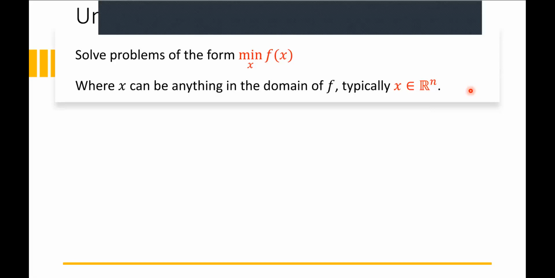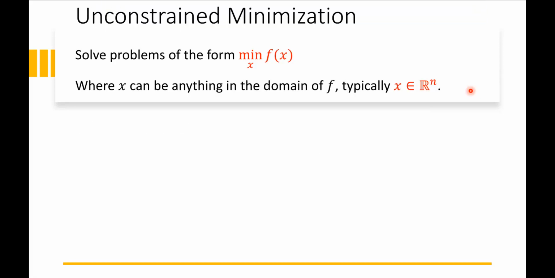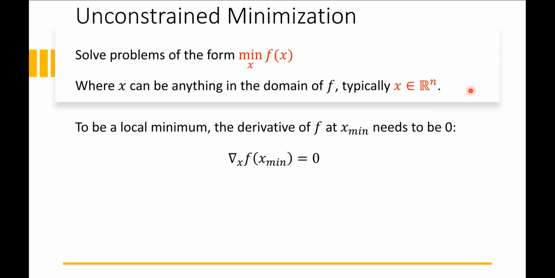Now, in order to figure out if we've solved this problem, right, we need to have two things, at least to figure out if we're at a local minimum. One of those is that our gradient has to be 0, right? If I take the derivative of my function at that point, my slope should be 0.